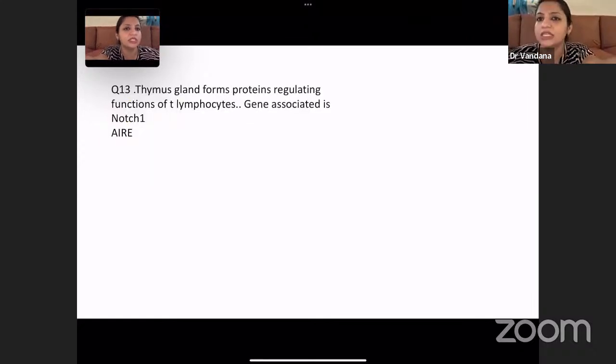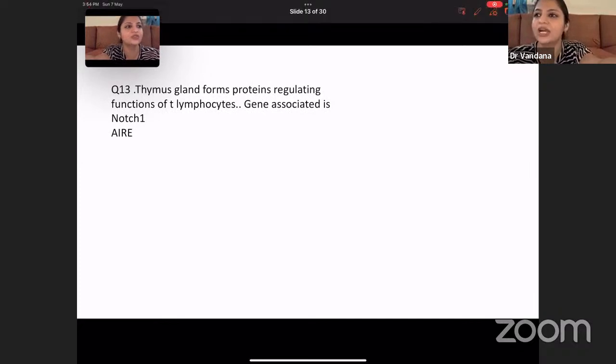The thymus gland forms a protein which regulates the function of T lymphocytes. All of you know what they are going to ask: central tolerance. Which is the gene which gives central tolerance? All of you know this is the AIRE gene. This is the autoimmune regulator gene which kills all the self-reacting T lymphocytes. This is a type of central tolerance which occurs in the thymus. So that was AIRE, right?